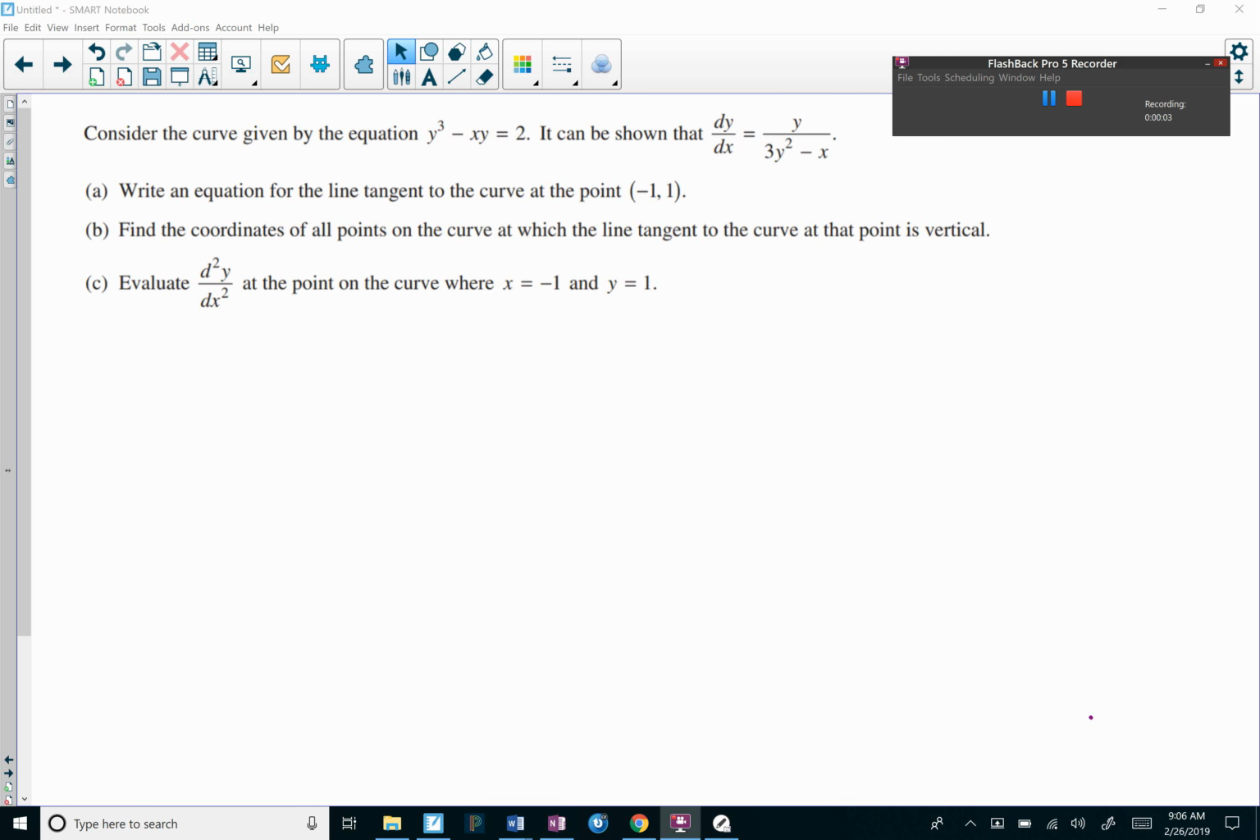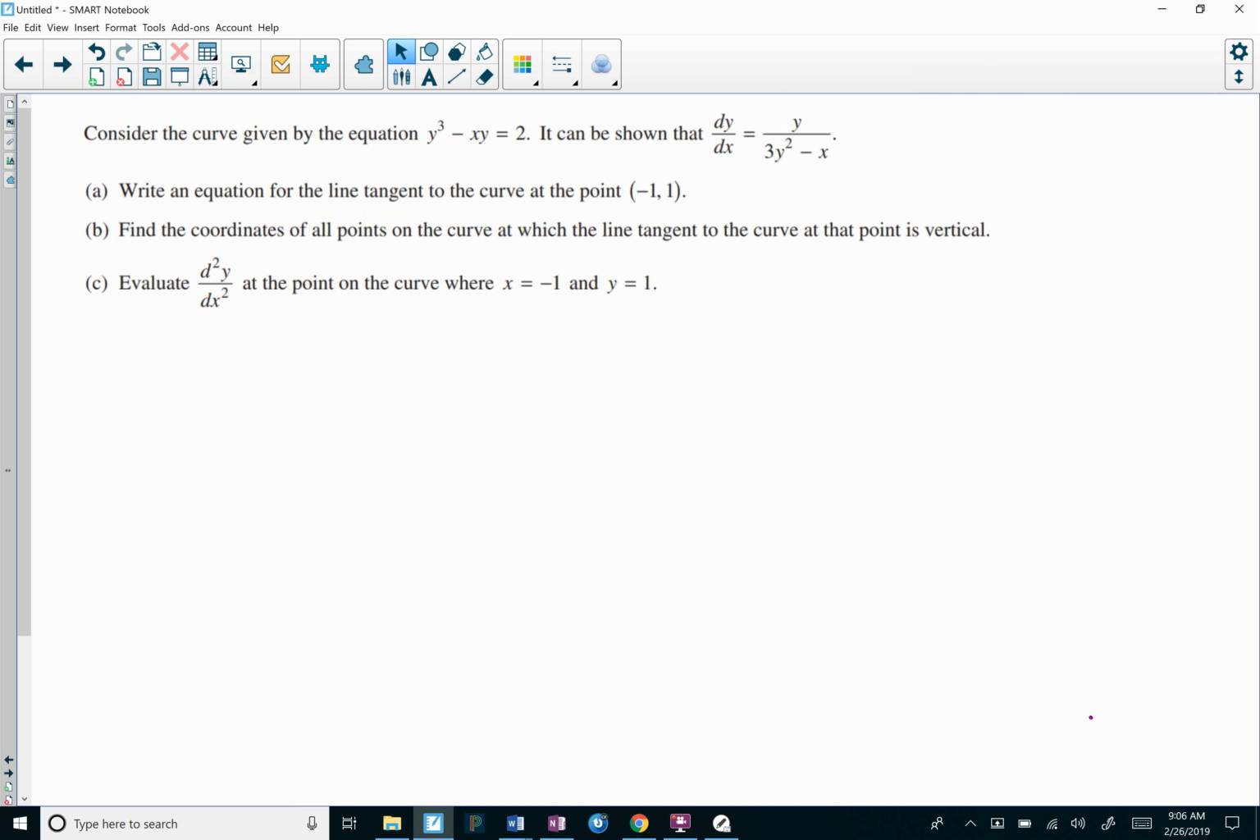Okay, I assume you've read the problem and worked it on your own. Let's go over the key. So the first thing, write an equation for the tangent line. We've already been given x and y, and we're already given the slope. So this should be a really easy problem.